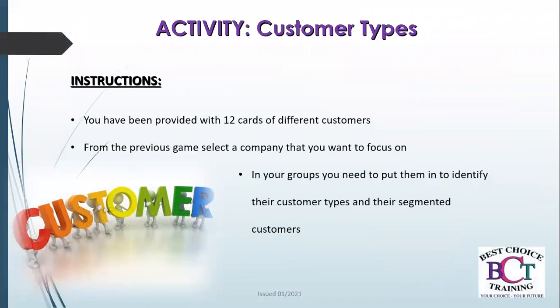Your next activity is customer types. You have been provided with 12 different cards of different customers. From the previous game, select a company that you'd like to focus on, and in your groups, you need to identify their customer types and their segmented customers.